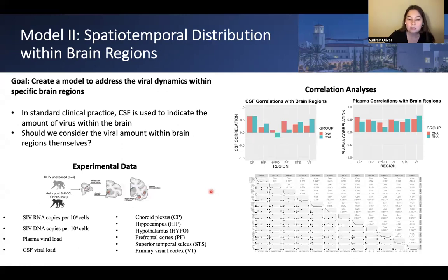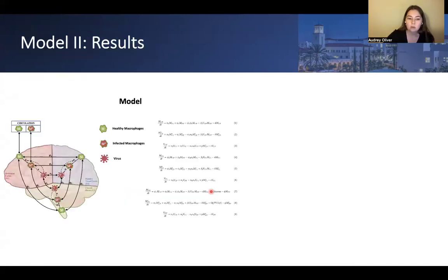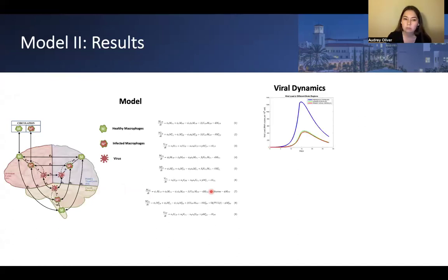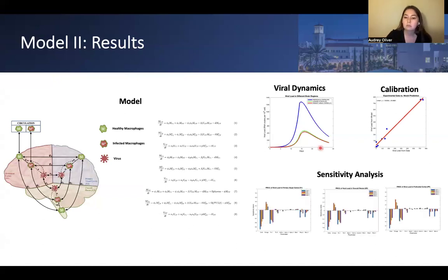And so from these analyses, we then create our mathematical model where we're looking at the virus across those essential regions that we determined and giving them transmission rates. And then we run viral dynamics based on our model, and we look at those viral loads over time in those 3 different regions. We do a calibration of our model, predicted data versus our experimental data. And then, of course, we do a sensitivity analysis on our parameters in order to determine their influence on our model.